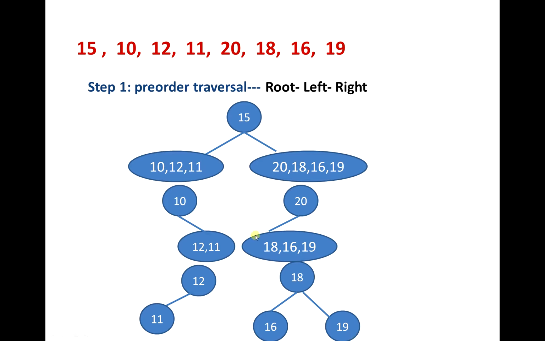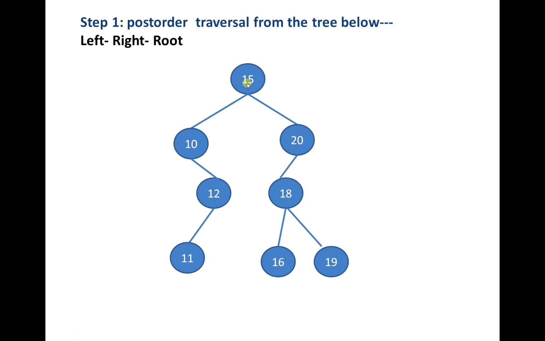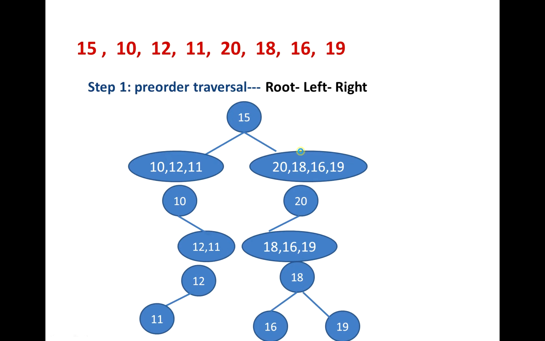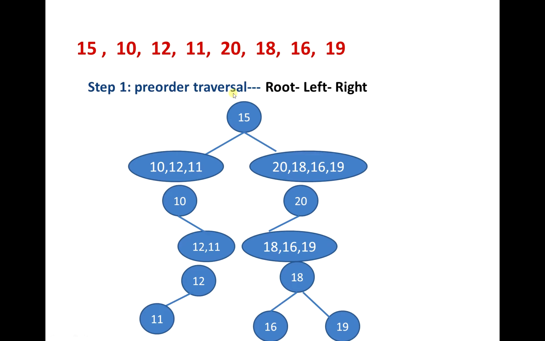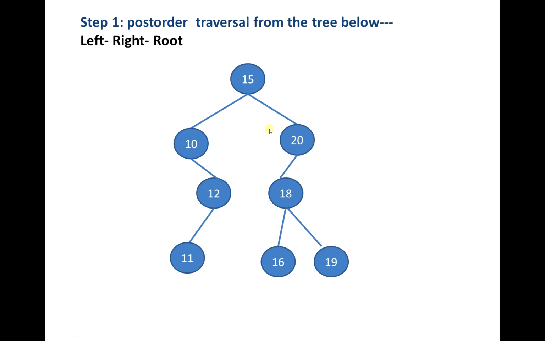I have changed this diagram into a clear one. Same diagram in clear format. The root node is 15, with 10 and 20. What we saw in the previous one, I just removed these intermediate nodes, simply connected all these single nodes, and the diagram becomes like this. So this is the tree for the pre-order traversal given in the question. From this we are going to derive the post-order traversal.